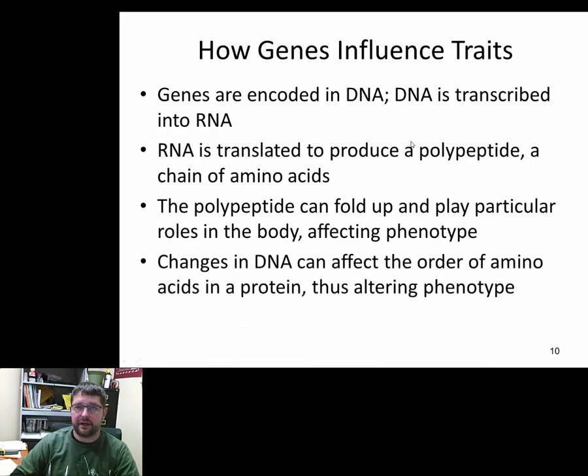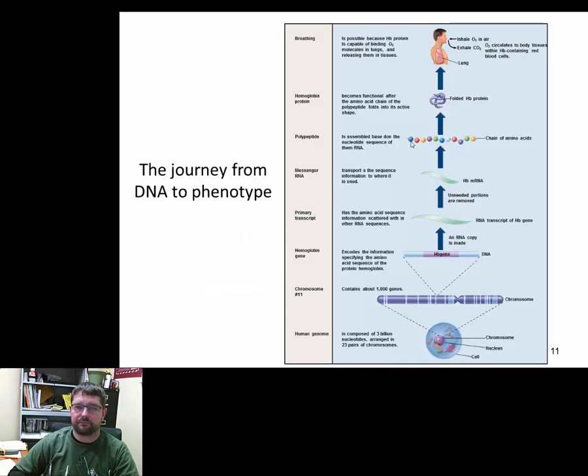So again, anytime you change the DNA, it can affect the order of amino acids laid down, which can alter the arrangement of the protein, so it folds in a different form, reflects a different light, has a different overall function. All these kinds of things can occur, which gives it a different phenotype. Okay, so here you can see what we're talking about in the diagram.